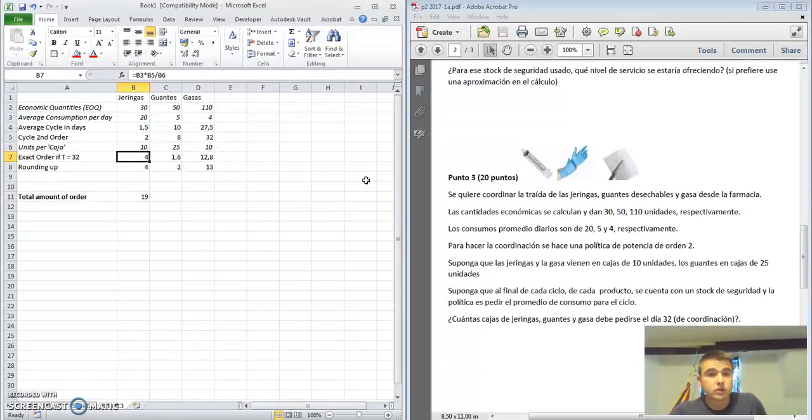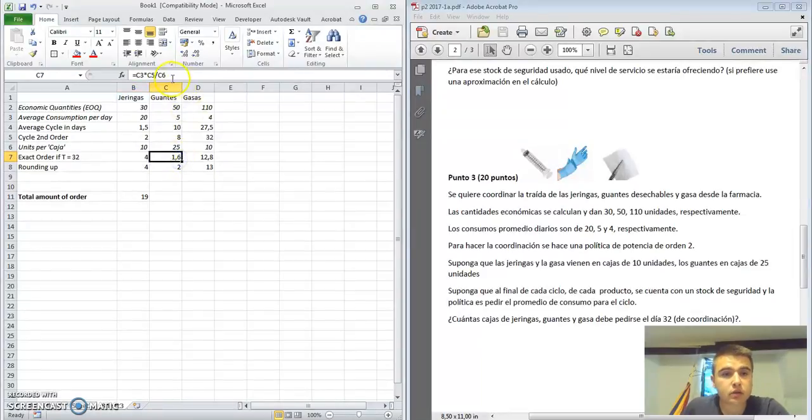So what we know is, how many cajas will you order? Well, you first have to know what will be the average consumption for the cycle. So for example, if you look at the jeringas, we know the average consumption per day is 20. We know that the cycle is 2, so the average consumption is 40. So you want to have 40 units. If you divide it by 10 units per caja, you get an answer of 4.